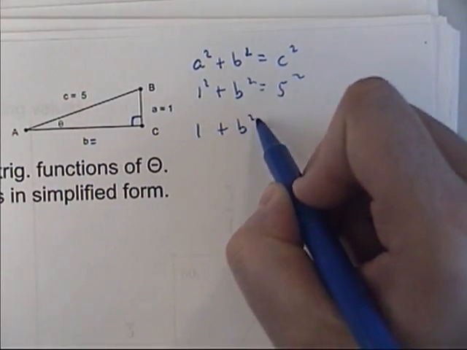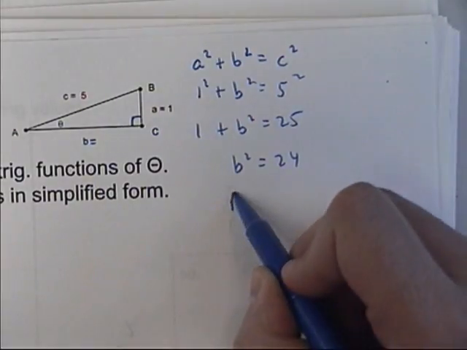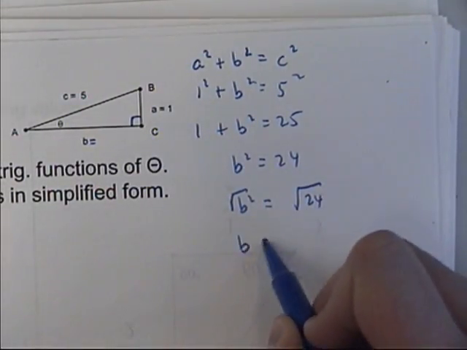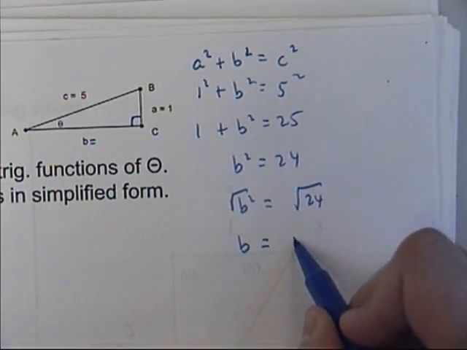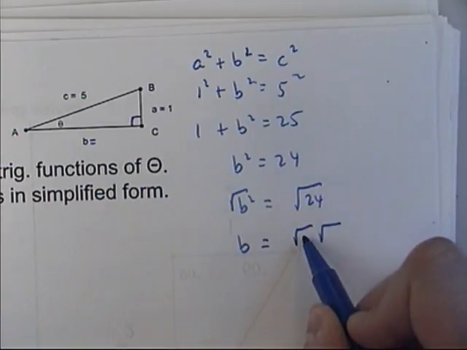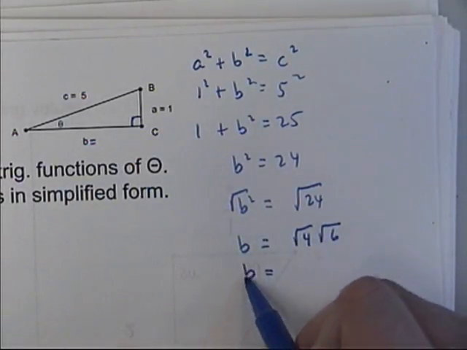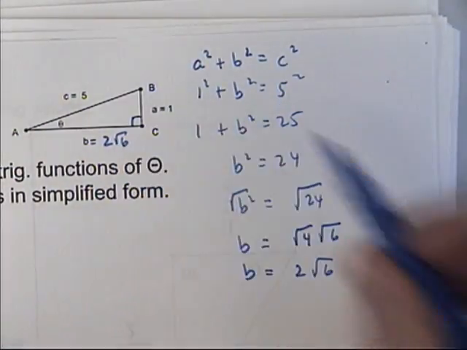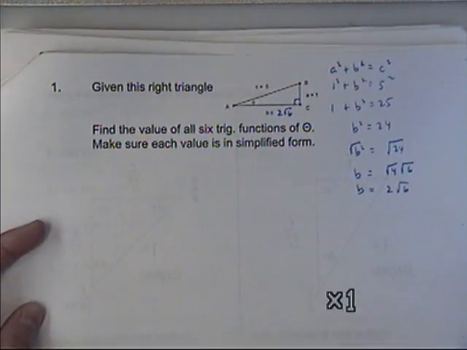So that's 1 plus b squared equals 25. B squared equals 24. Now you'll notice that when I take the square root of both sides here, I do not use the plus or minus. Why? Because this is a side length. I know it's going to be positive, so I can skip the minus and just leave it positive. Square root of 24, I'm going to break up into the square root of 4 times the square root of 6, which is just 2 root 6. All right, now that I have that, I have all three sides that I need.